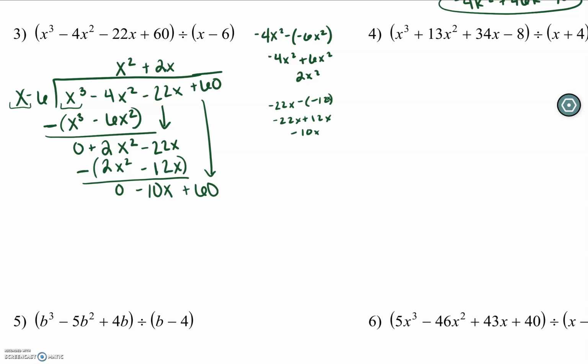And again, we have to ask ourselves, what would I have to multiply x by to equal negative 10x? And the answer would be negative 10. So negative 10 times x would be negative 10x, and negative 10 times negative 6 would be positive 60. Again, we are subtracting the whole line, so negative 10x minus a negative 10x would be 0, and 60 minus 60 would also be 0. So we are left with x minus 6 times x squared plus 2x minus 10.